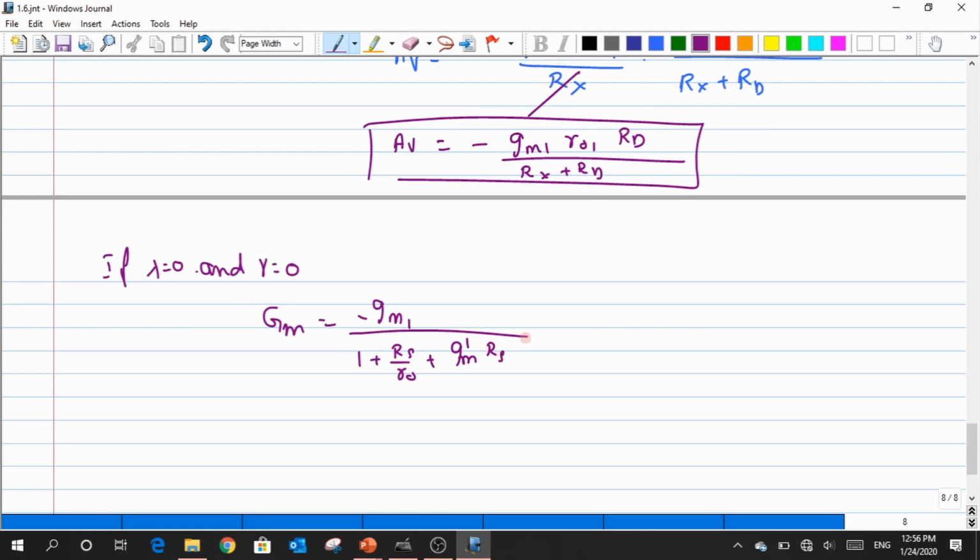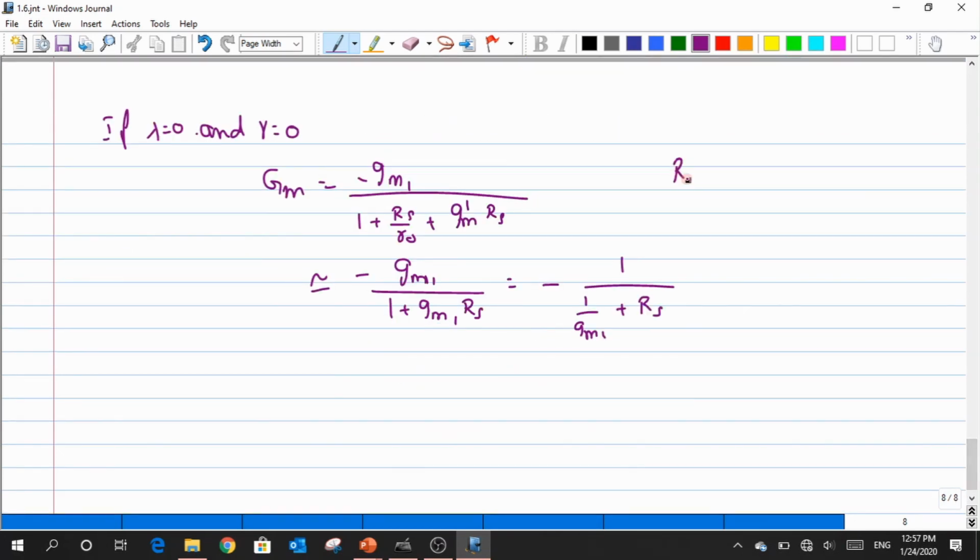So what happens to this expression when I have both lambda and gamma equal to 0? What happens with this term? That becomes 0, just because we are having a quantity divided by an infinity, so this goes to 0. And what is left over is just this formula, which is GM1 divided by 1 plus GM1 times RS, right? So I'm just going to rewrite this entire formula into something which is manageable. Now let us look across our R out.